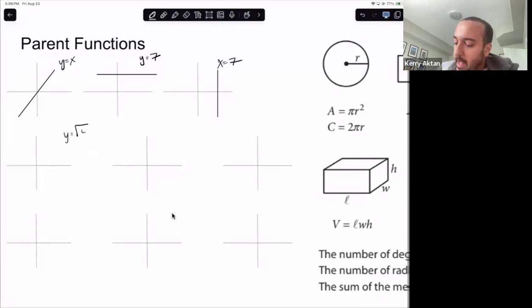What's y equals root x? I've seen a question on the digitals like that. What's y equals root x? It's kind of like a half parabola like that. What's y equals maybe absolute value x? Makes a V. What's y equals x squared? Everybody's favorite, just a parabola like that.